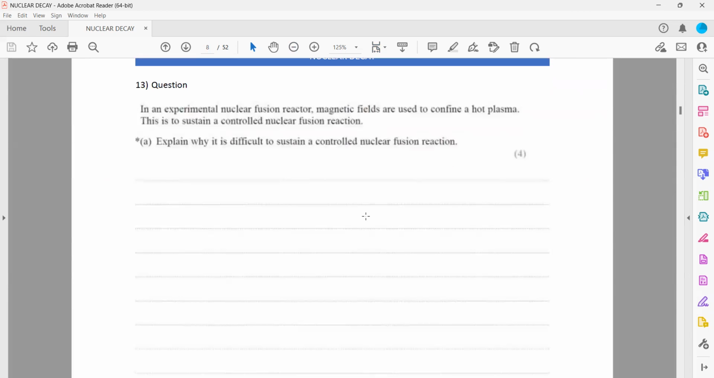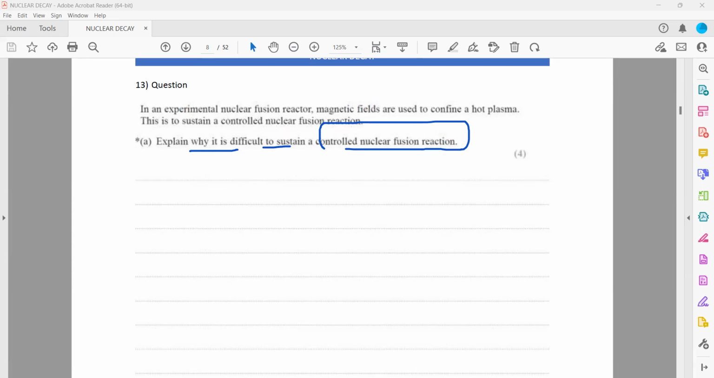The next question: in an experimental nuclear fusion reactor, magnetic fields are used to confine a hot plasma. This is to sustain a controlled nuclear fusion. Explain why it is difficult to sustain a controlled fusion reaction. A very common question is why fusion cannot be maintained for a very long time. What is the reason for that?